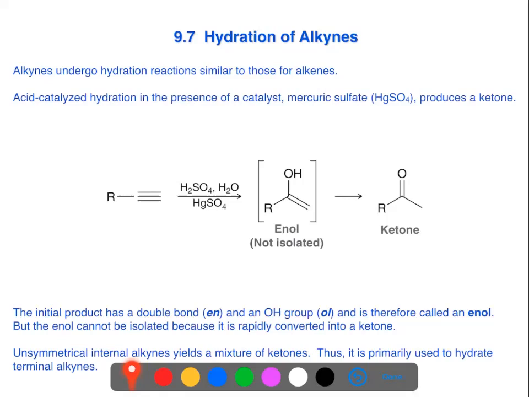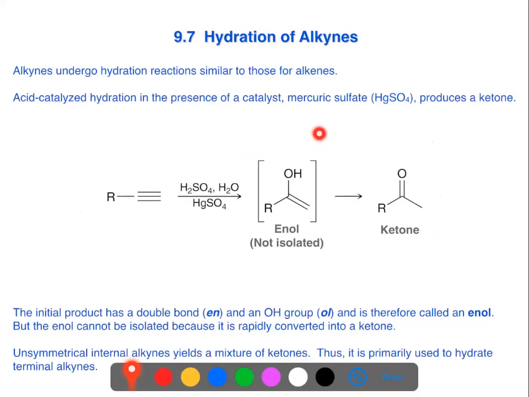Now, if we were to start with an internal alkyne, meaning we have two R groups on either side, if those R groups are not the same, then we would produce a product distribution of two different ketones. So because of that, the synthetic utility of this reaction is generally preferred to start with terminal alkynes so that we only end up with one ketone as our final product.